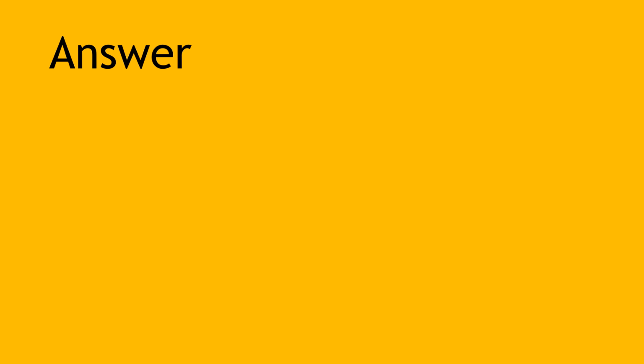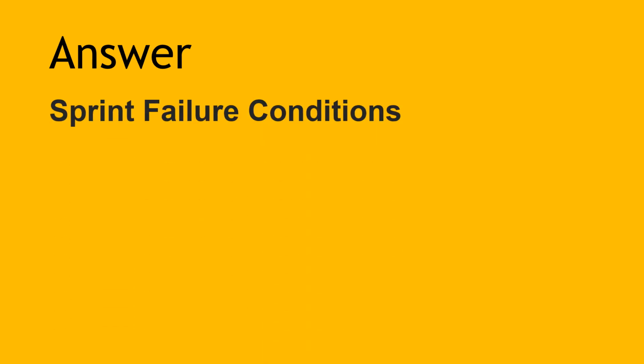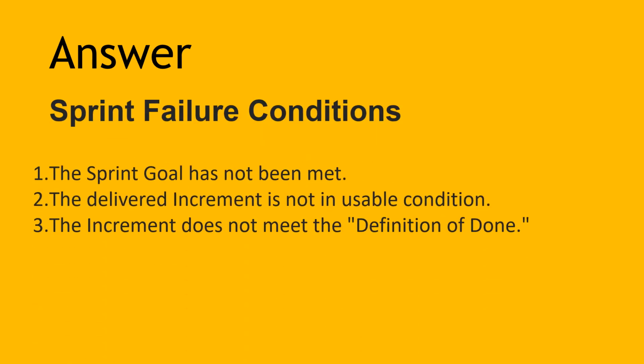A sprint really has only three failure conditions. The sprint goal has not been met, the delivered increment is not in a usable condition, or the increment does not meet the definition of done. So individual stories can be done or not done, and forecast estimates can be missed. Such sprints are still technically successful in that they deliver a potentially releasable increment and leverage the framework to provide the business with process transparency and appropriate opportunities to inspect and adapt.